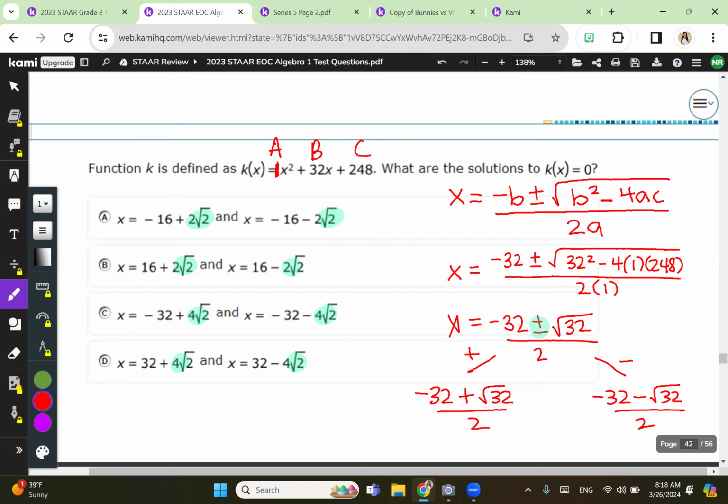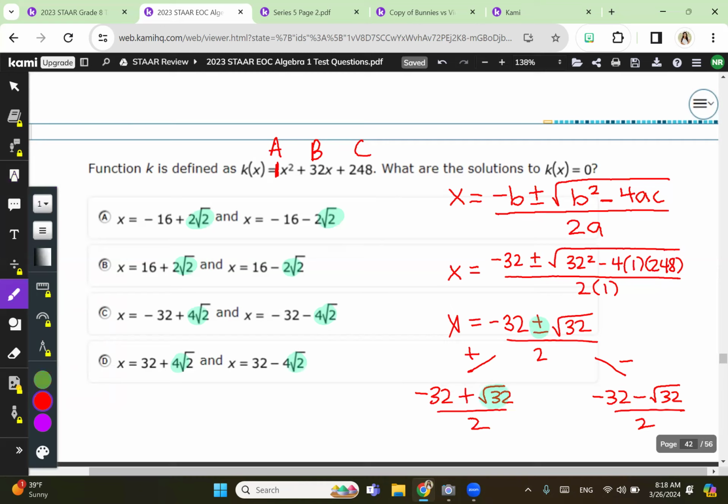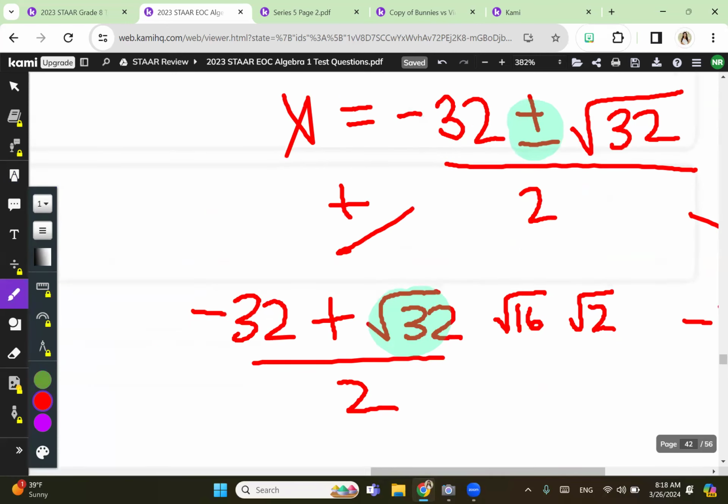16 times 2? 16 times 2 is 32. So if I take this square root of 32 and simplify it, it gives you the square root of 16 times the square root of 2. But the square root of 16 is what? This square root simplifies to 4. So that gives us 4 square roots of 2.